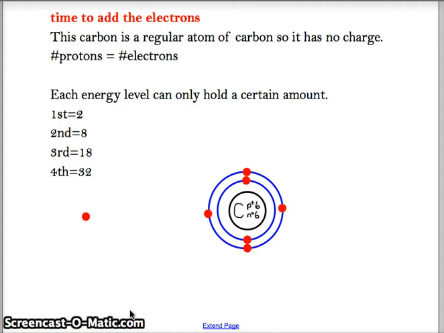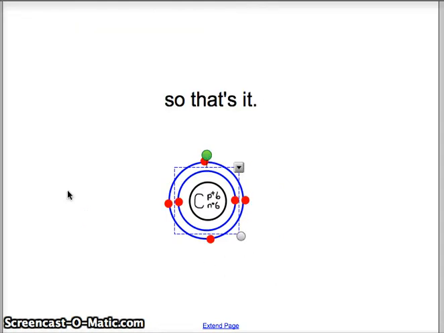So we knew that there were 6 protons, which meant there were going to be 6 electrons. The first energy level, I will sometimes call it a shell, I just want you to know that. First energy level, first blue circle, can only hold 2 electrons. So that leaves us 4 more that we have to put on. The second energy level can hold 8. We have 1, 2, 3, 4. We still have room for 4 more if we need it, but we don't. And we're finished with our carbon atom. So that's it. This is our carbon Bohr diagram for carbon-12 with no charge.